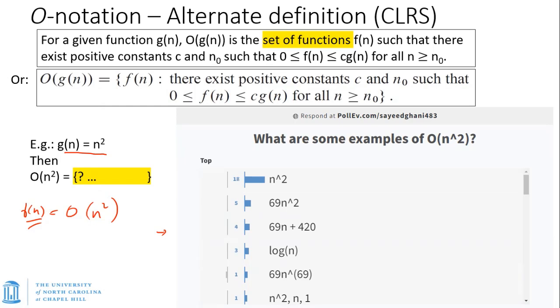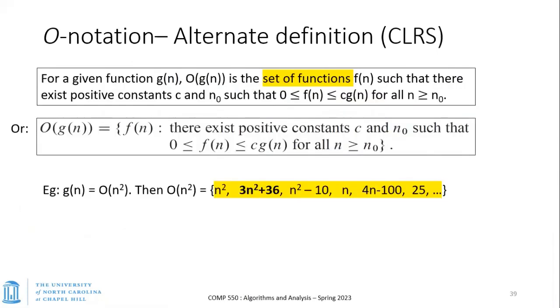I first wanted you to understand the simple version, which is going from f of n to order of n. But now, since we're going backwards and we're saying now order of n squared is a set of functions, this is a whole set of functions, and now we want f of n to satisfy this equation, okay? So let's take a look at this.